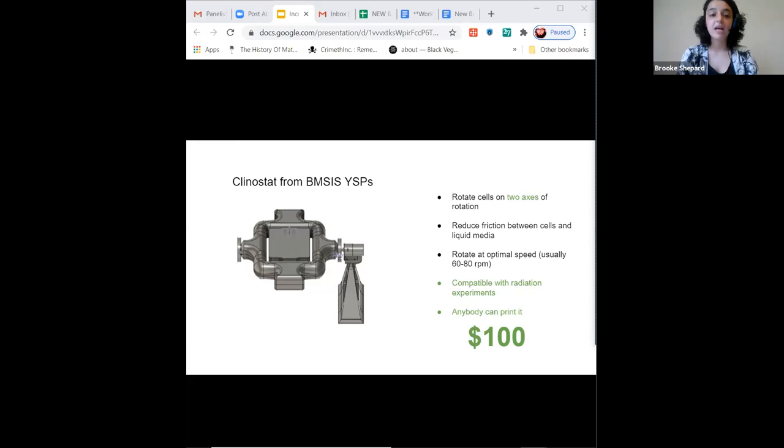So the other Synthicon design is not available for exposing cells to radiation to be able to even more accurately simulate that space environment. So it's compatible with radiation experiments. And the biggest thing is that anybody can print it for just $100 or even less. So if you have that design and you have access to a 3D printer or a makerspace, then you can use this design and simulate microgravity. So that's a really exciting part of this design.